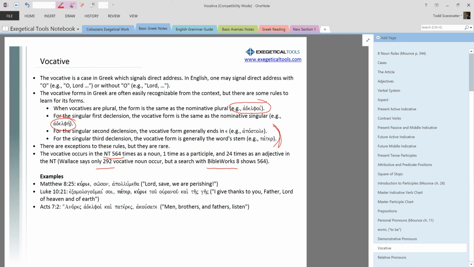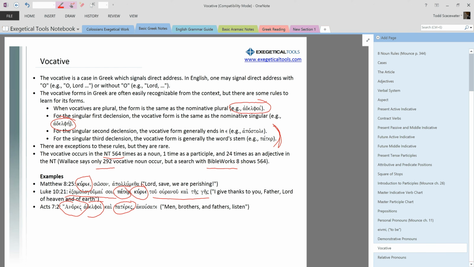So look at the examples. Matthew 8:25, Kyrie. We already saw this one. "Lord, save. We are perishing." There's also Luke 10:21, which says, "I give thanks to you, Pater, Kyrie, Father, Lord of heaven and of earth." And then in Acts 7:2, we actually get three vocatives right in a row. This is the beginning of an address. "Men, adelphoi, brothers, kai pateres, and fathers, listen." So there's three in one verse, which is a pretty unique use of the vocative.